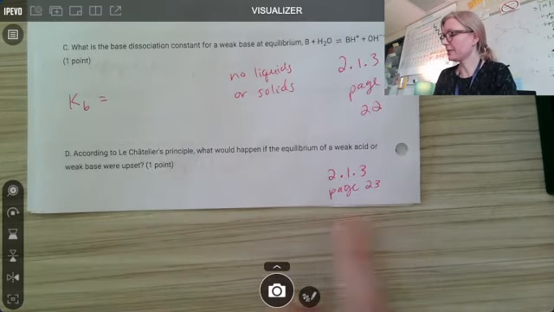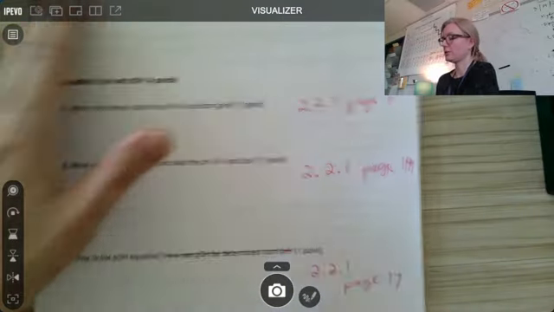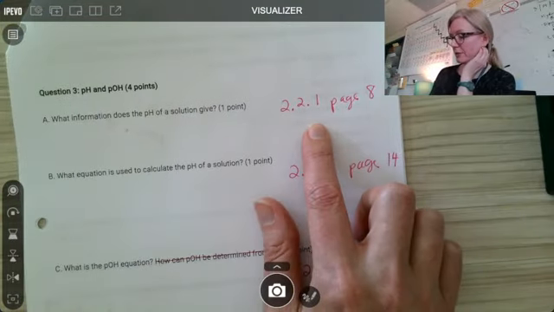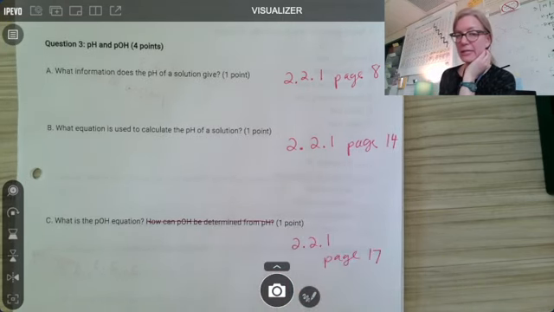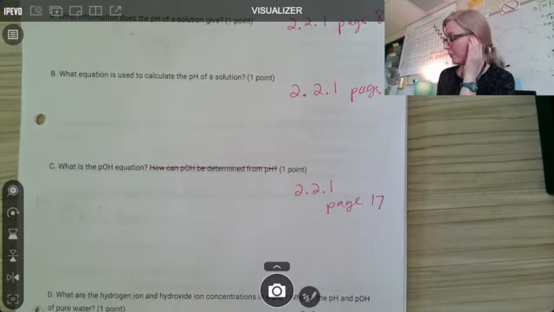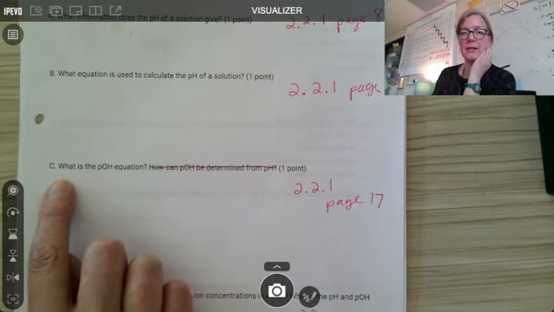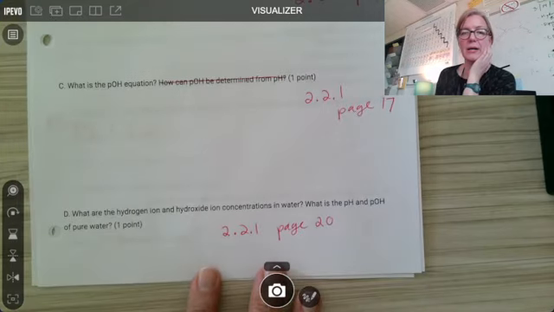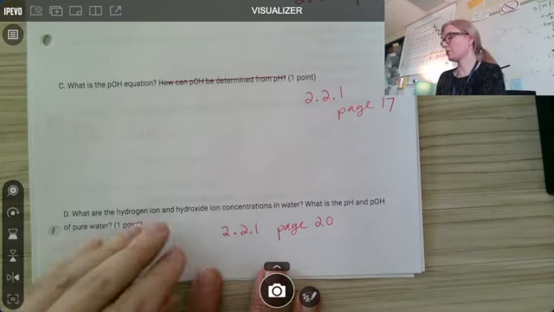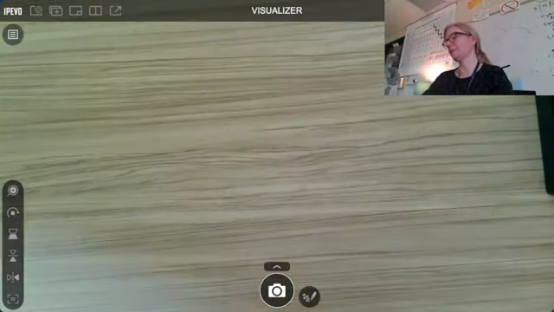All right, and then for D, look at 2.1.3, page 23. Question 3, A, look at 2.2.1, page 8. B, look at 2.2.1, page 14. And C, look at 2.1.1, page 17. You only have to answer the first question, though. You don't have to answer the second question. And D, look at 2.2.1, page 20.